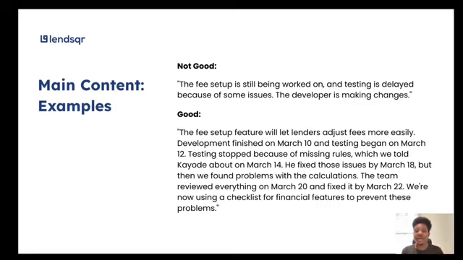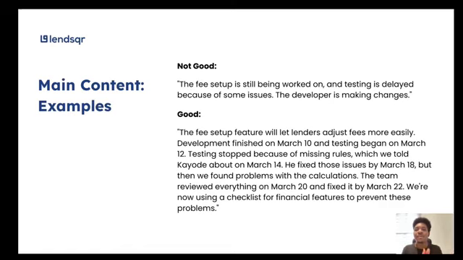You already have dates here. Testing stopped because of missing rules, which we told Coyote, who was involved, about on March 14th, right? That means they are giving timelines, right? Yeah, you are giving the person a clearer, more detailed picture of things. Like, okay, this thing finished on the 10th and 12th, and they informed this person about this on the 14th. He fixed those issues by March 18th, but we found some problems in the team.